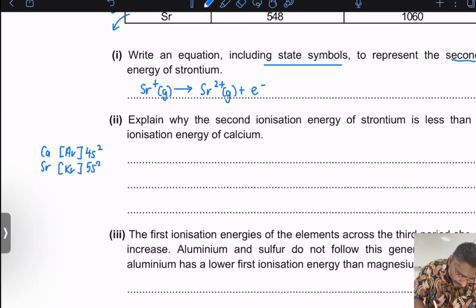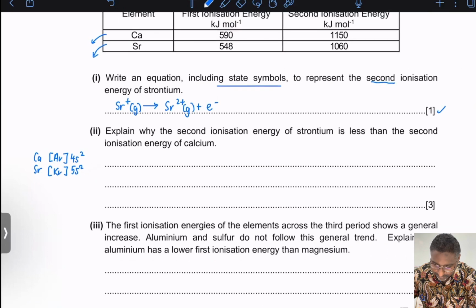Okay, 5s2. So what we need to remember over here is, to remove the first electron, you remove from 4s, you remove from 5s. But when you want the second ionization energy, you are removing the electrons from 4s and 5s. But they are telling that removing from 5s is actually less than the second ionization energy of calcium. Why is that?